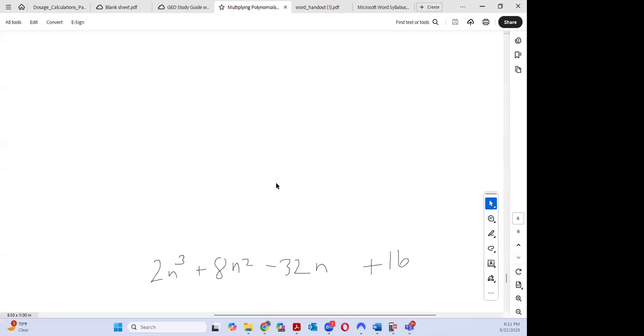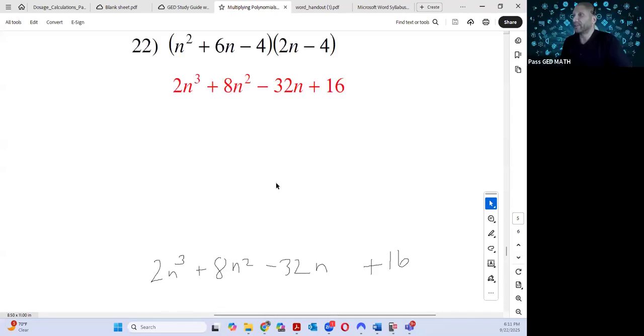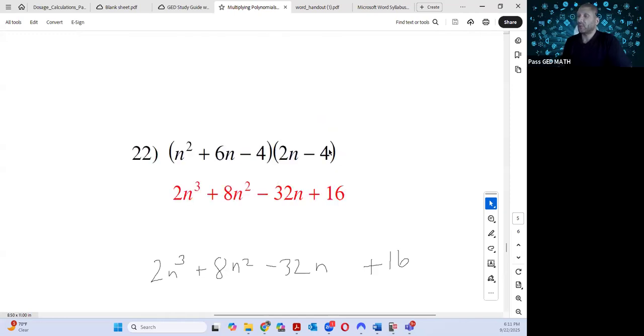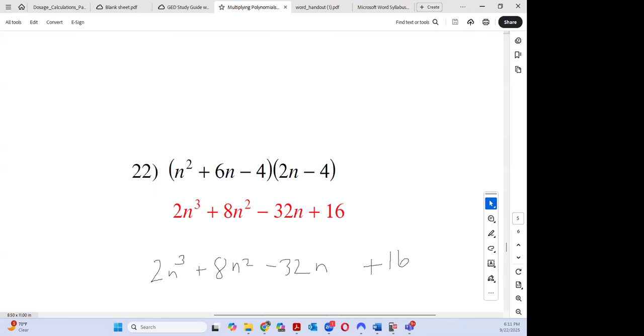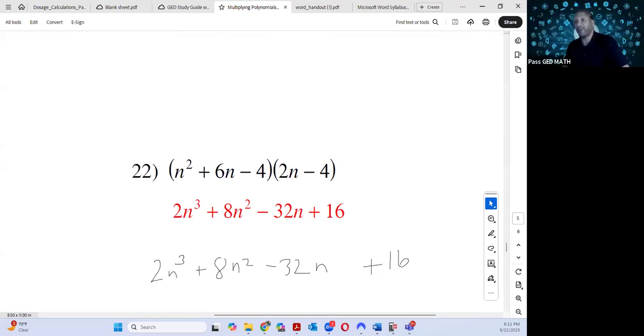What happened to number 23? Oh, there you go, right there. 22 it was. 2n to the third plus 8n squared minus 32n plus 16. We are correct. Ding, ding, ding. That's how you do a problem. But again, let me explain something to you.